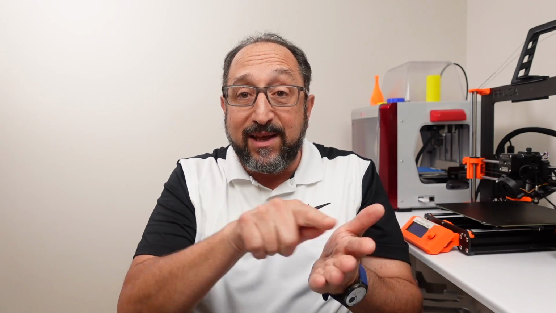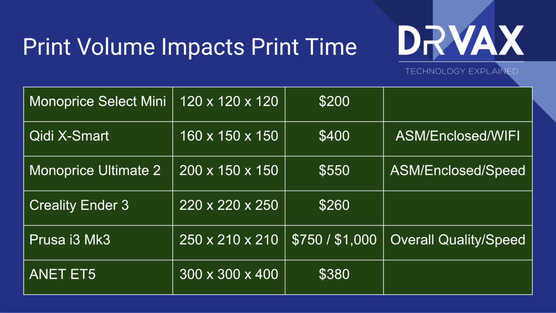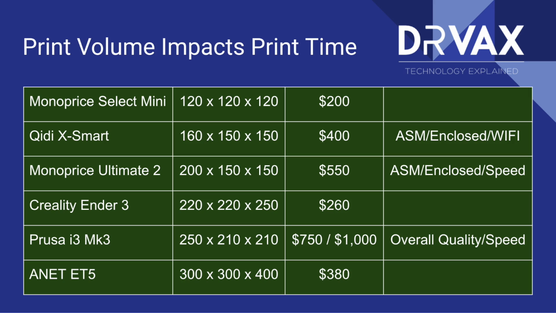First, we're going to look at print volume. So print volume is basically the size of the object you can print. It's measured in X, Y, and Z dimensions. If we look at this table, we'll see that print volume does not necessarily correlate to price. The Monoprice Select Mini in my lab is the smallest printer I have. It's about a $200 printer.